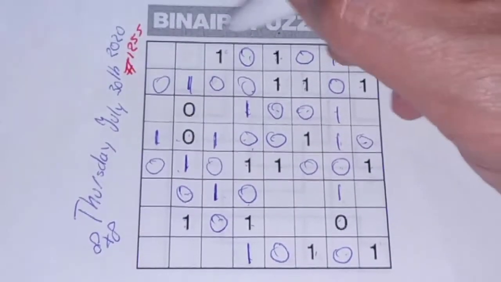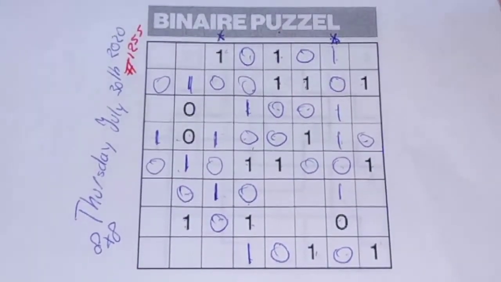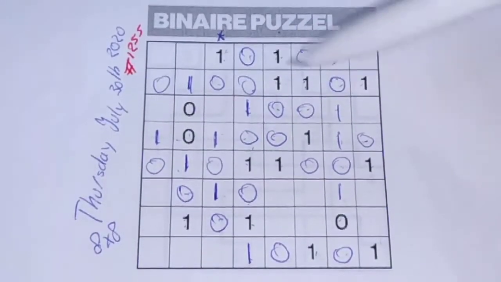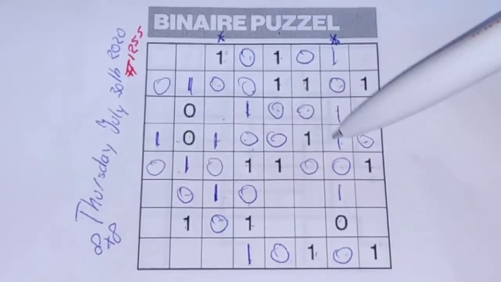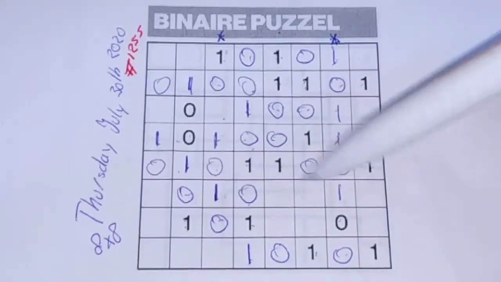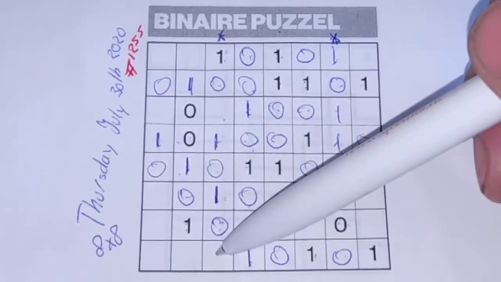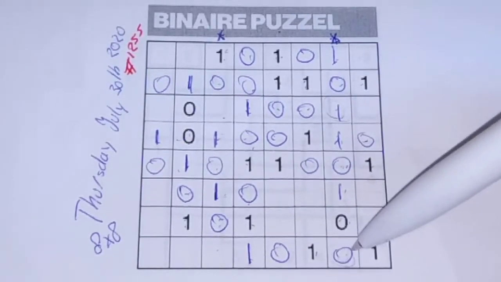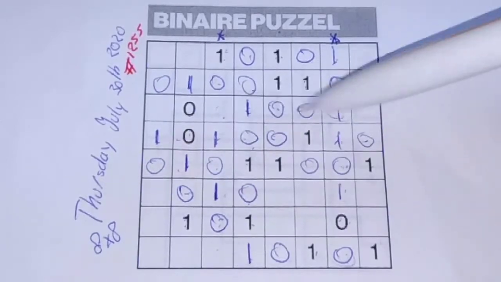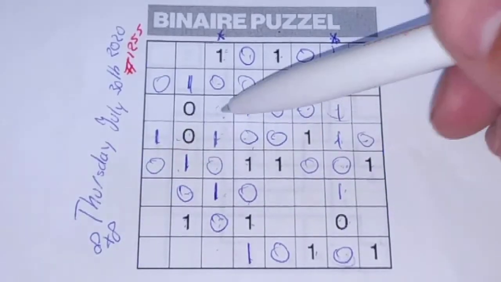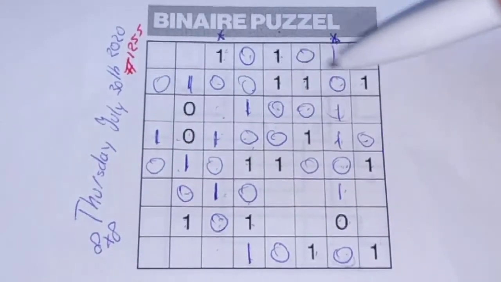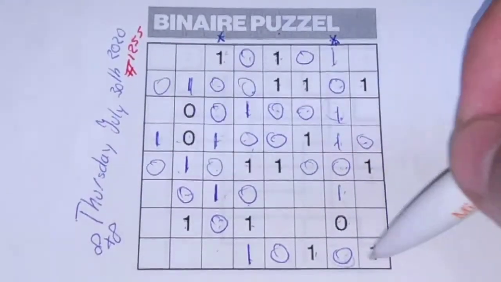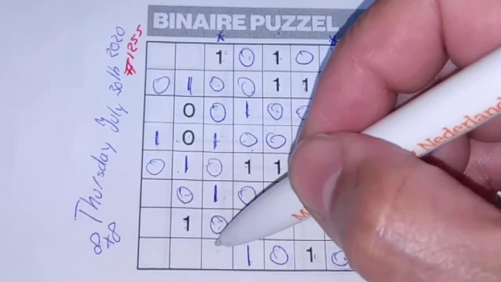This column and that column, we compare 1, 1, 0, 0, empty box. 1, 1, 0, 0, 1, 1, 0, 0, empty box. So we need to switch these two numbers, otherwise I will have identical columns. It's not allowed, one of the rules. So we have a 1 here, so this should be a 0. With 0 here, this should be a 1.